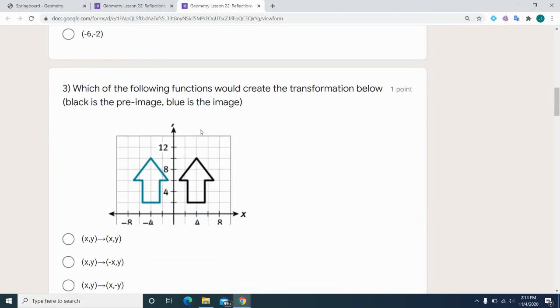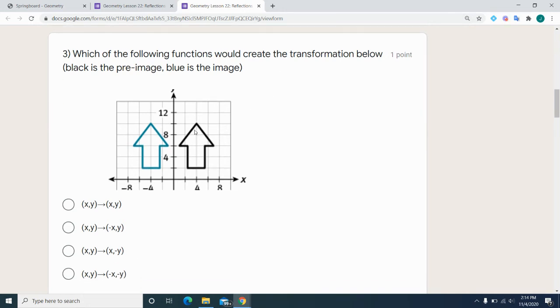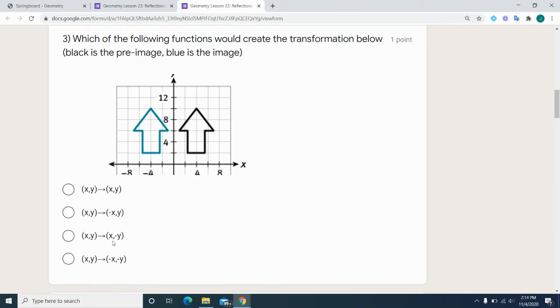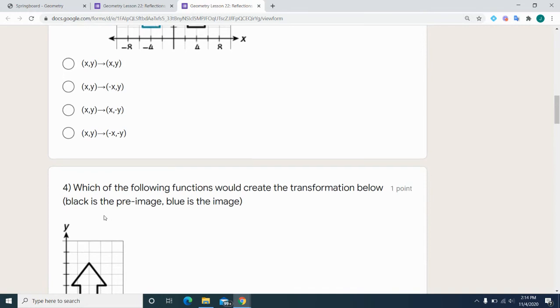All right. So which of these would create the transformation below? How can you go from here over to here? So what's happening, this is flipping over this line right here, the y-axis. You see that? It just flips over the y-axis. So which one of these would do that? Which one makes you flip over the y-axis? That would be just making x negative. So right here, x, y into negative x, y.